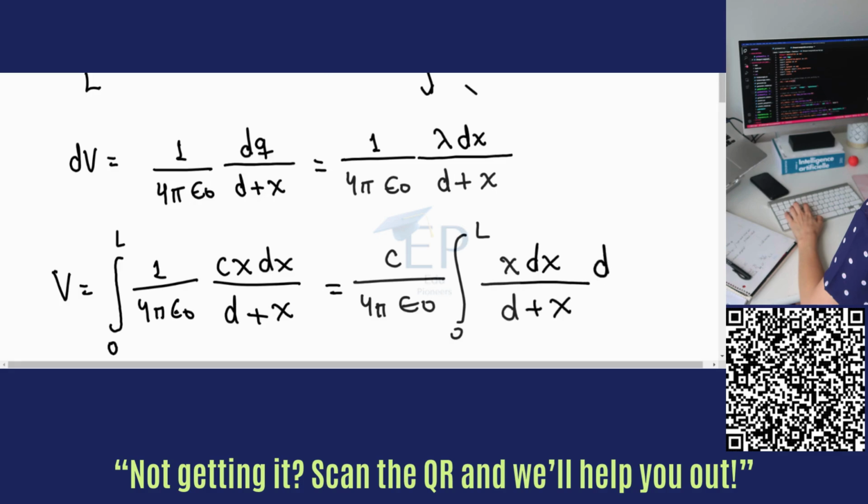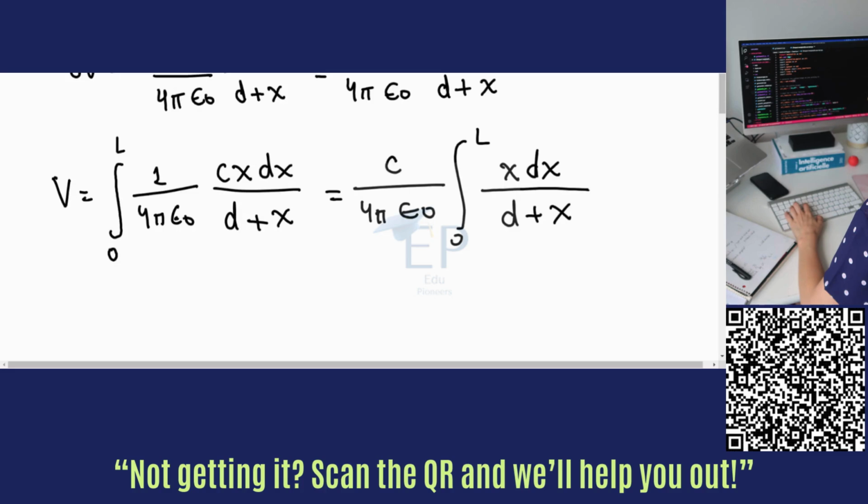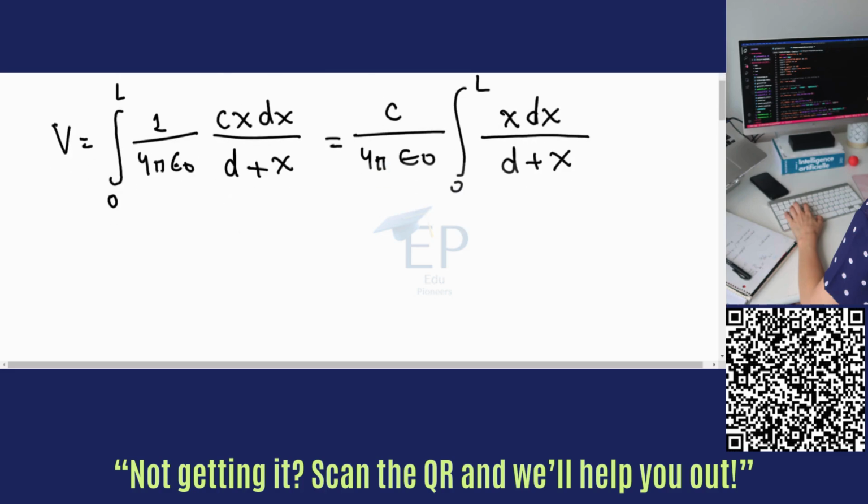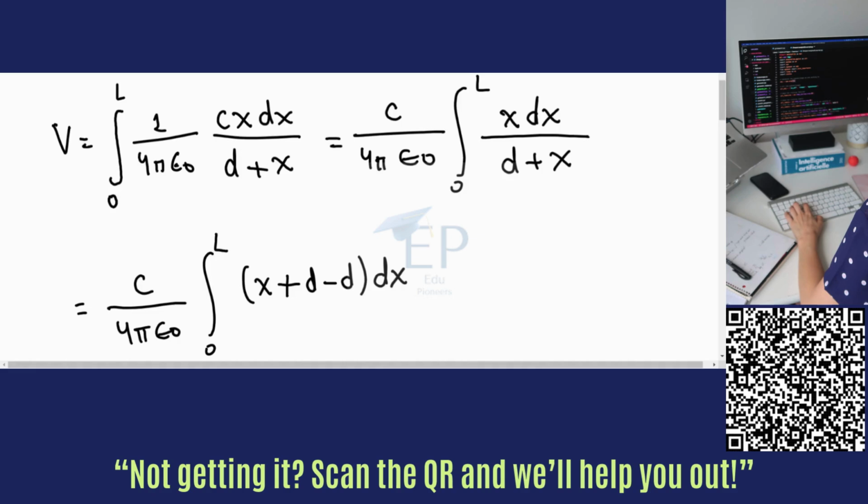And we need a way to solve this. So I'm going to do some trick to make this easier to solve. We can see that if I add and subtract d in the numerator, just like this, I add d but also subtract it. It is like I have added a 0, so it doesn't affect the integral. So this over this.